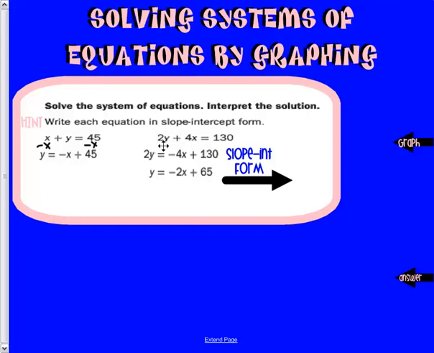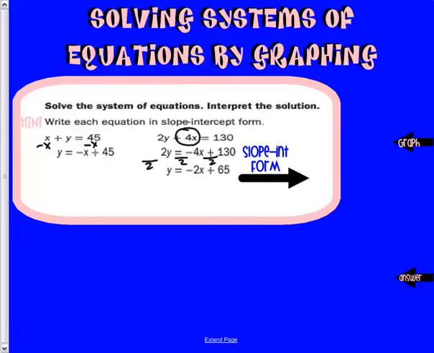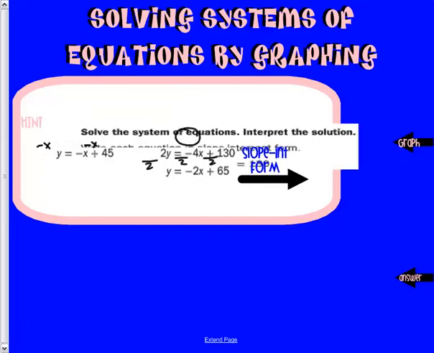Over here, we would have to get rid of the 4x by subtracting 4x on both sides, so it's negative 4x plus 130, and then dividing each piece by 2, so that way we have only one y. So y equals negative 2x plus 65. So that's our slope-intercept form. We've done it. Oops, sorry about that.